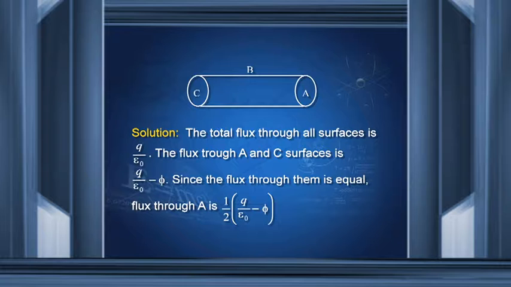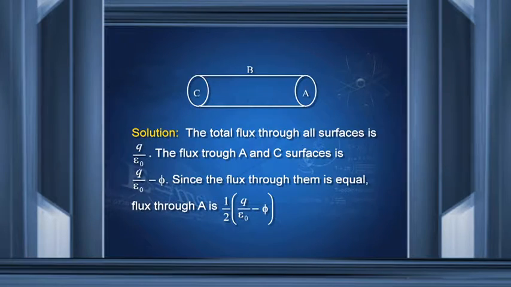That is the total flux q by epsilon 0 minus the flux through this surface, which is phi. So, the flux through surfaces A and C is q by epsilon 0 minus phi, and since these surfaces have equal area, the flux through any one of them is half of that quantity. So, the flux through A or C is half of q by epsilon 0 minus phi.